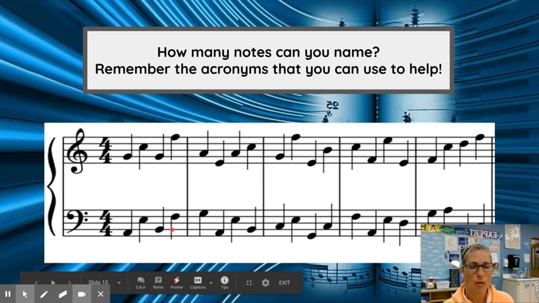And another line note, we have a line note on the fourth line in the bass clef. So we use George Brown died Friday afternoon. That means that note is an F. So in your own slide deck, you can practice these as well. Remember, use your acronyms.